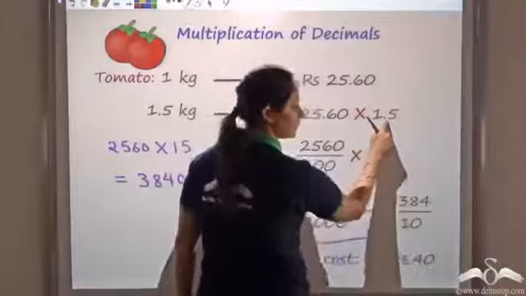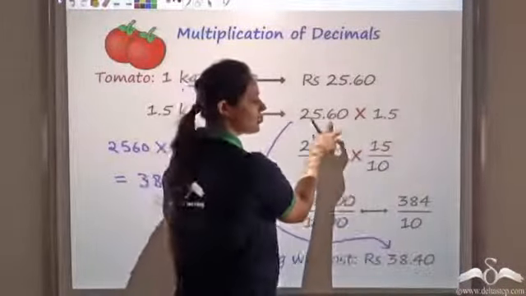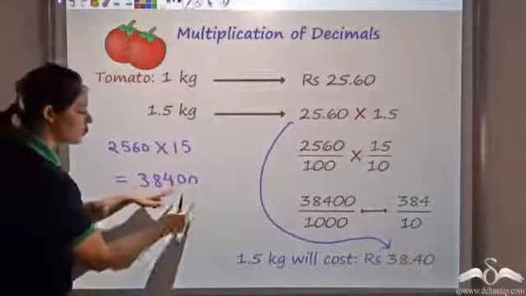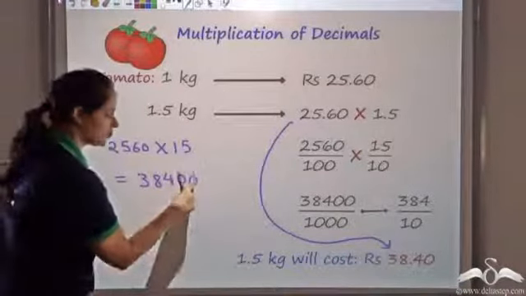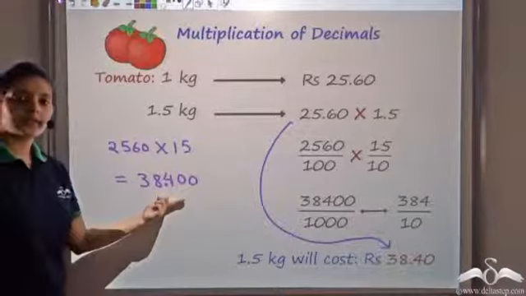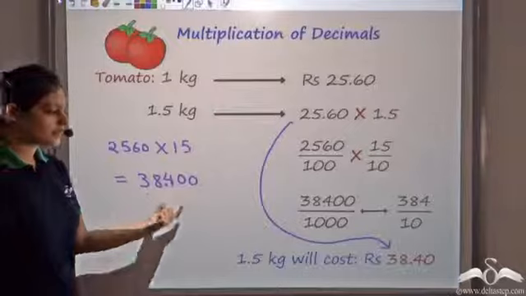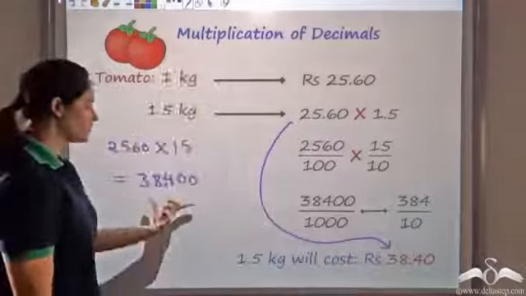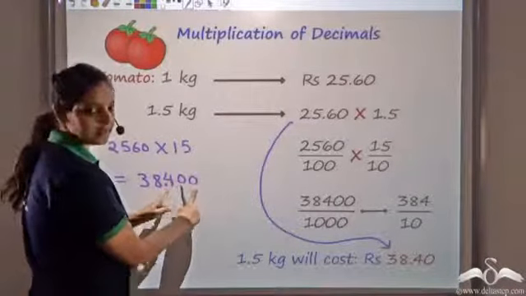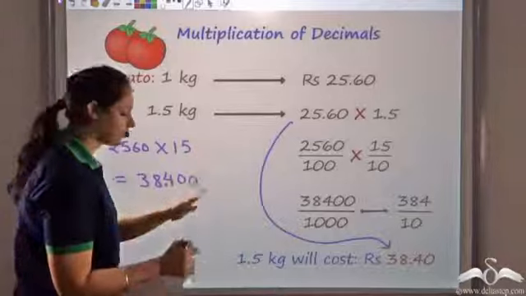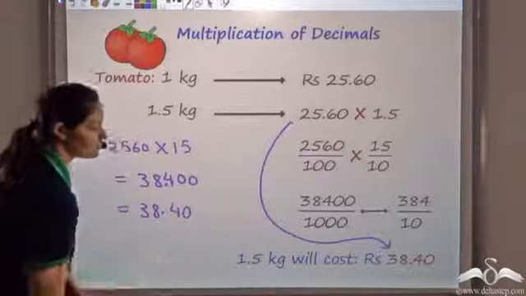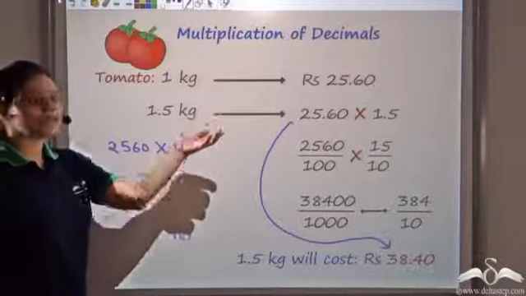Now how many decimal digits? I have one digit here after the decimal. I have two digits here after the decimal. So 2 plus 1, that is 3 digits after the decimal. So place the decimal after 3 digits: 1, 2, 3. This is how you multiply two decimal numbers. This is what the answer is: 38.400, which is same as 38.40, because after the decimal point, the trailing zeros do not matter.